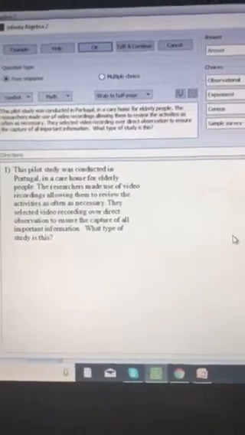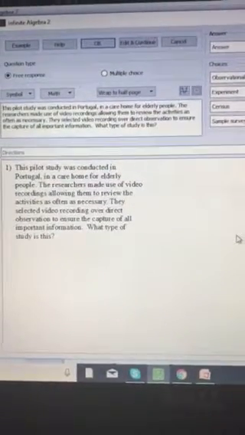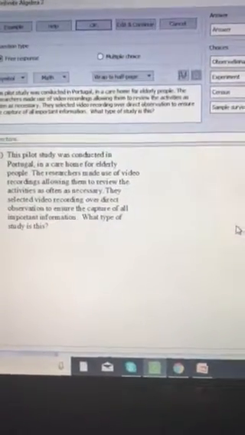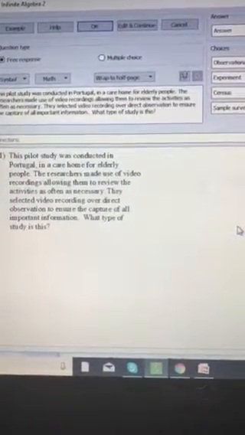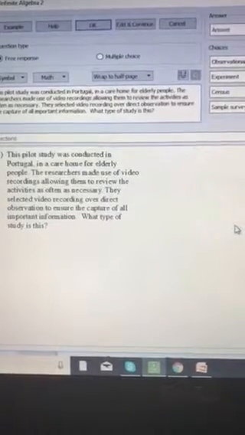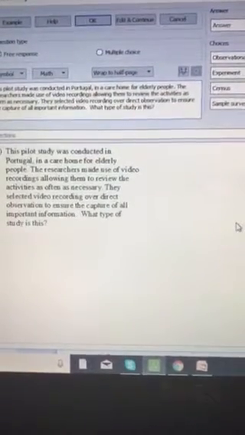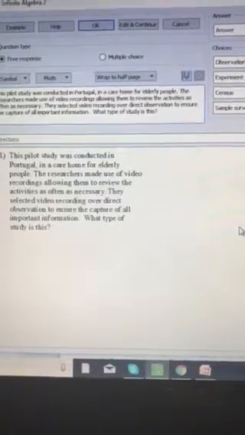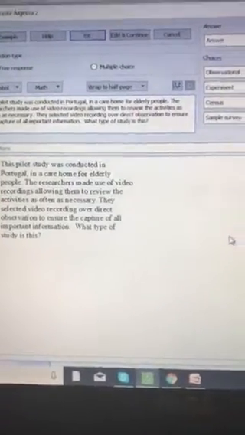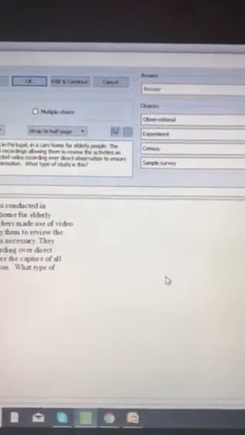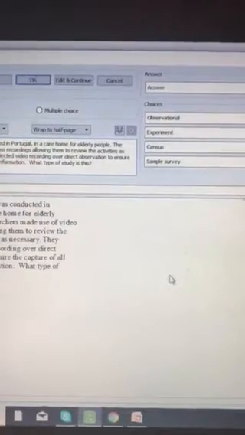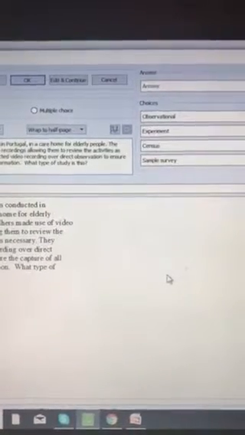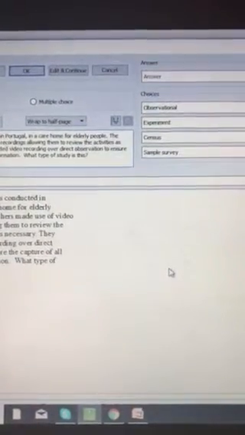Now, the pilot study was conducted in Portugal in a care home for elderly people. The researchers made use of video recordings, allowing them to review activities as often as necessary. They selected video recordings over direct observation to ensure the capture of all important information. What type of study is this? Now you have about 4 questions that deal with observational, experiment, census, or sample survey. This one is, of course, observational.